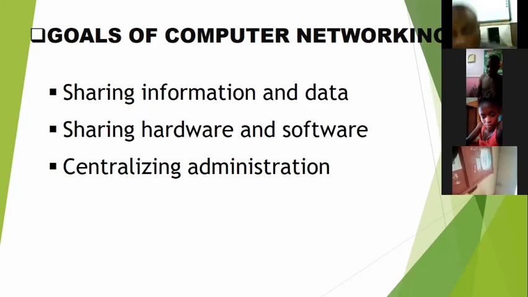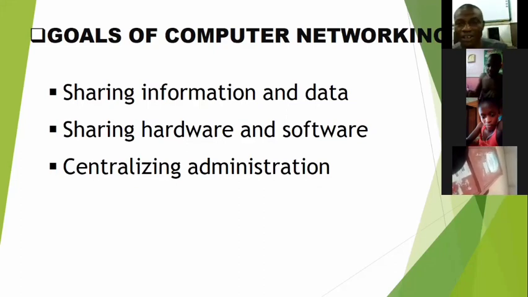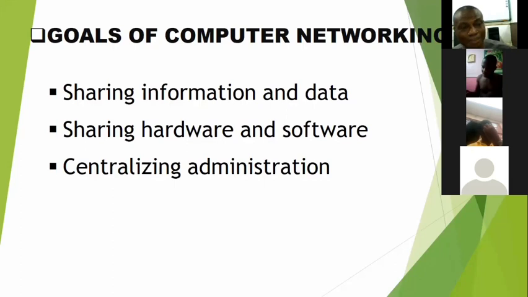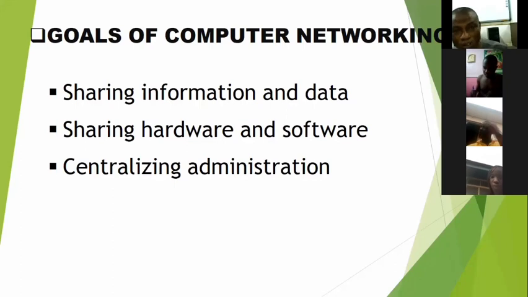Now we have to look at the goals of computer networking. Why are computers and other telecom devices networked? The basic rationale or goal for networking is sharing of information and data. For instance, when you are in a network, you can send pictures to your friends, you can exchange greetings, you can send SMS, you can send WhatsApp chats, you can also send video calls and receive video calls, you can send emails, and so on.